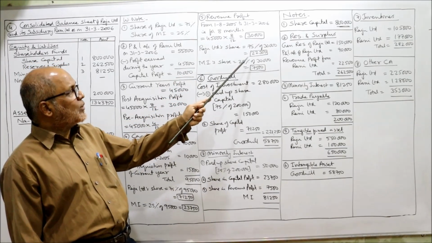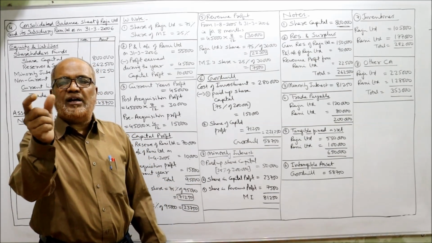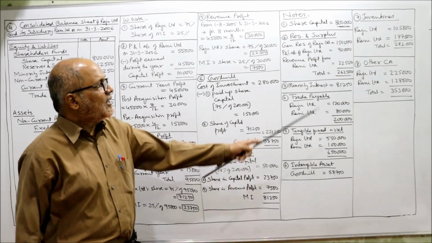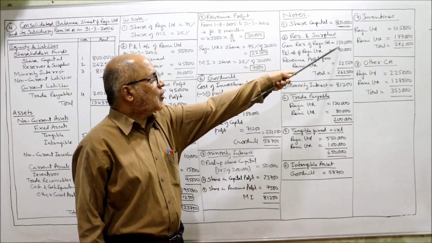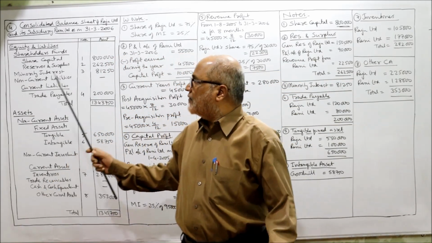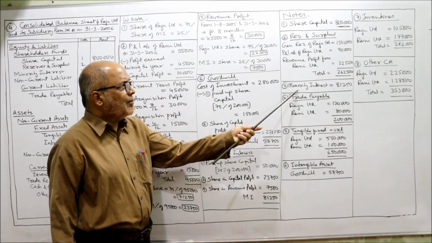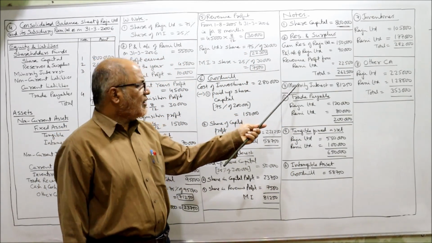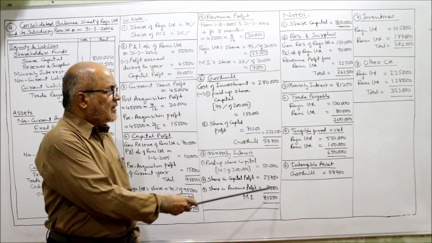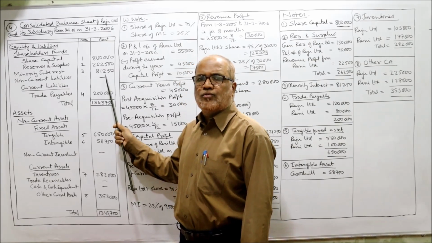How much is the share of Raju Limited? 22,500. In revenue profit, 22,500 is the share of Raju Limited. That 22,500 we have taken. The total of reserves and surplus is 2,62,500. Here we have taken 2,62,500. Now third, minority interest. Minority interest already calculated is 81,250. Now take it against the third schedule, 81,250.